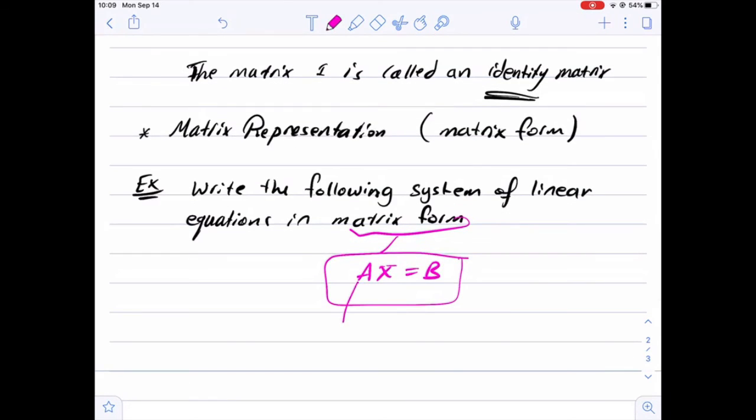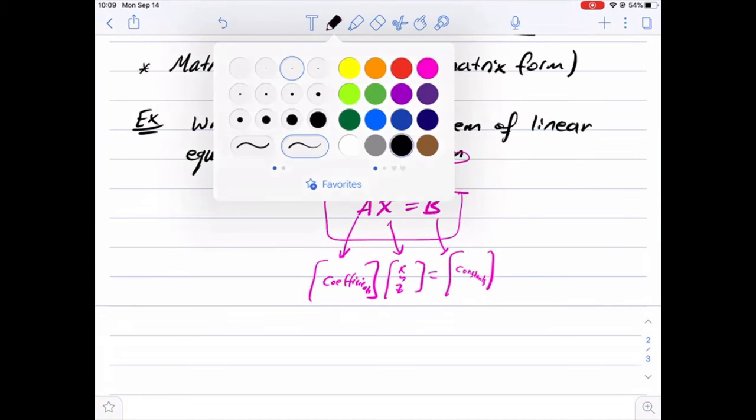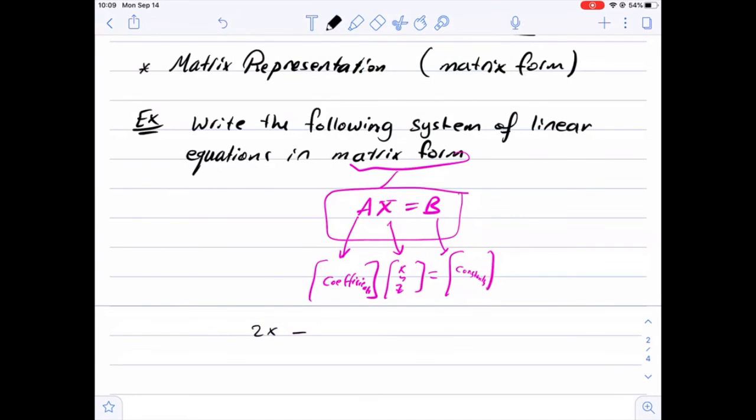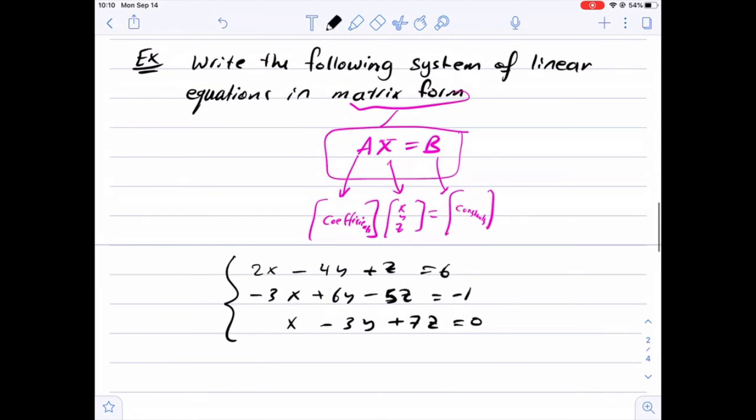What is A? A is the matrix of coefficients. And what is X? X are the variables that we have, for example, X, Y, and Z. And B, the matrix of constants. So for our example, we have the following system. We have 2x minus 4y plus z equals 6, and negative 3x plus 6y minus 5z equals negative 1, and x minus 3y plus 7z equals 0. So this is the system that we have. We want to write it in the matrix form.